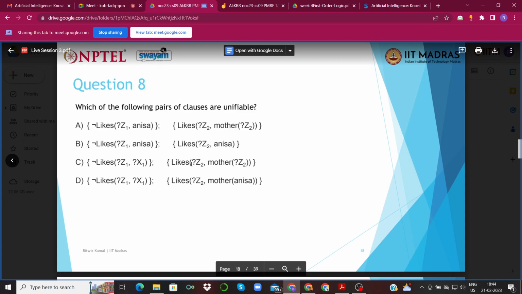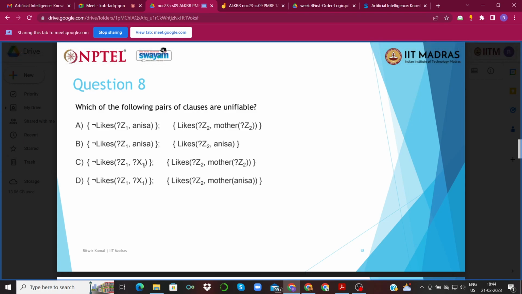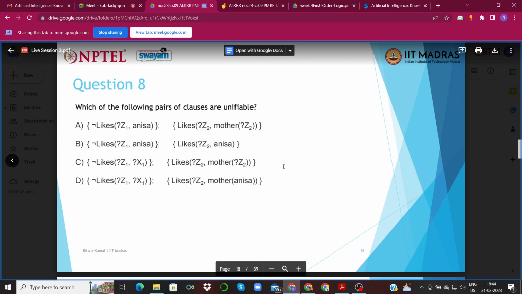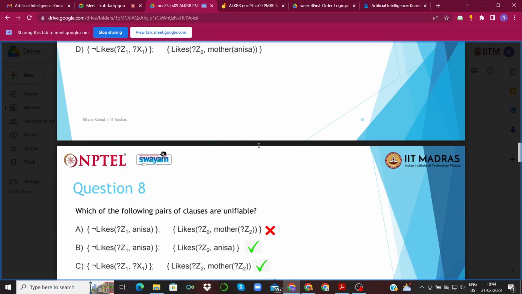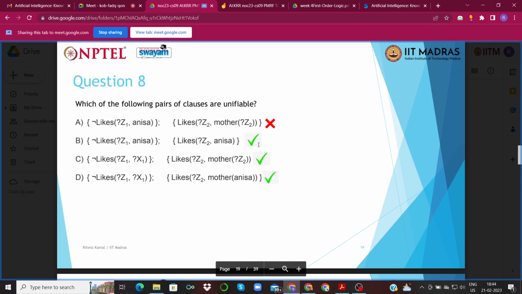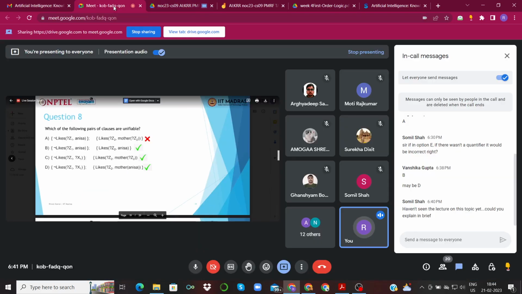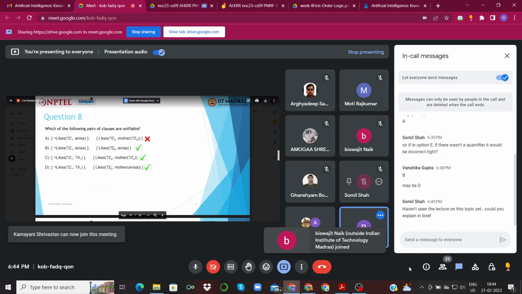And option C, we just have variables, right? So we can simply substitute Z1 with Z2 and X1 with mother of Z2. So B, C, D are unifiable while A is not. I hope that was clear.